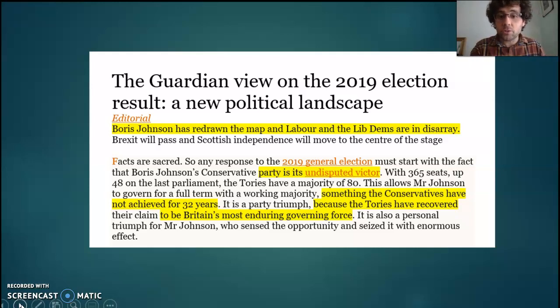And then "their claim to be Britain's most enduring governing force." I like "Britain's most enduring governing force," a good example of a noun phrase, which shows their power at this time. It's also showing, it says, they've recovered their claim to be Britain's most enduring governing force. That's another example of an infinitive, and I'll do a video next to talk about infinitives. Now you might look at them.